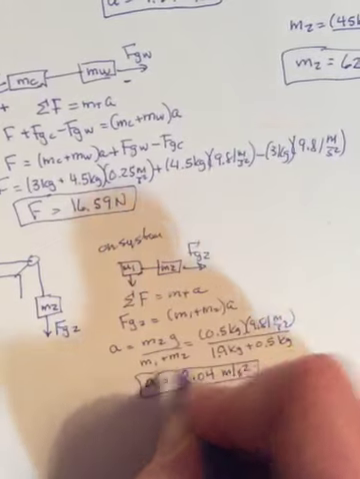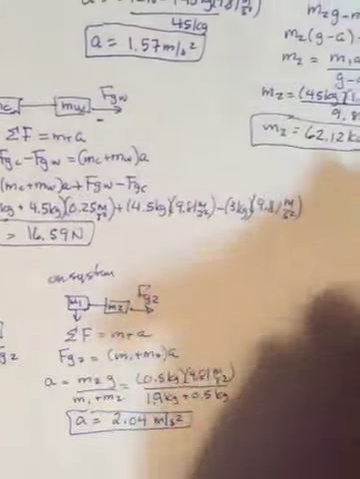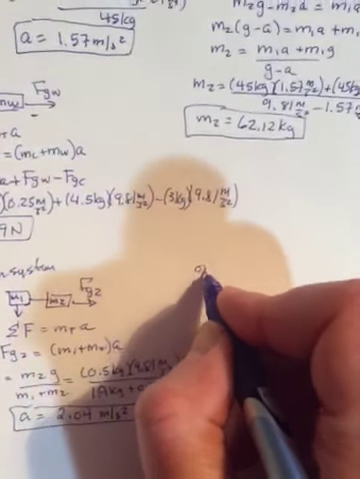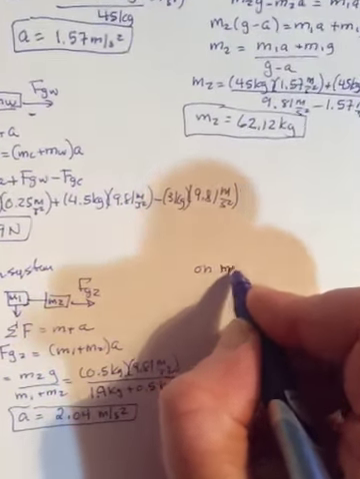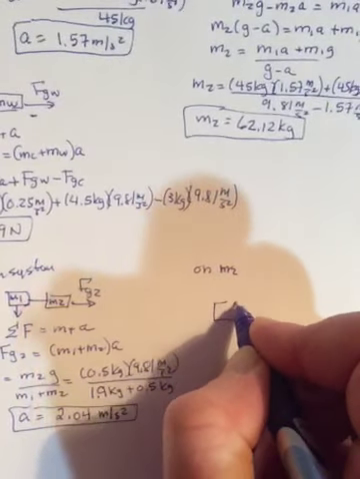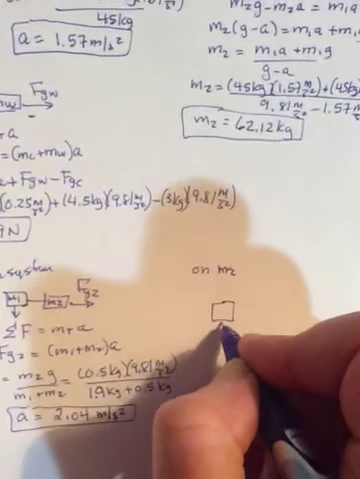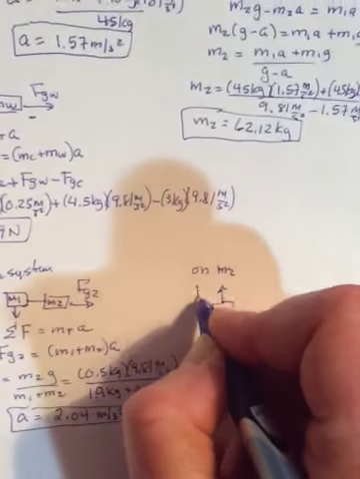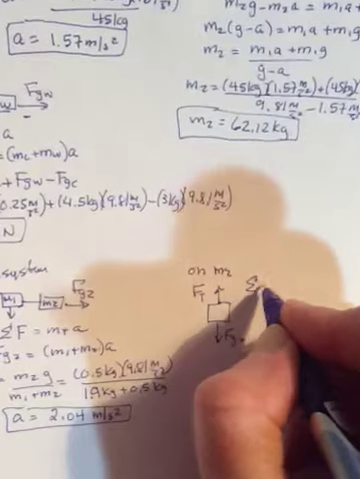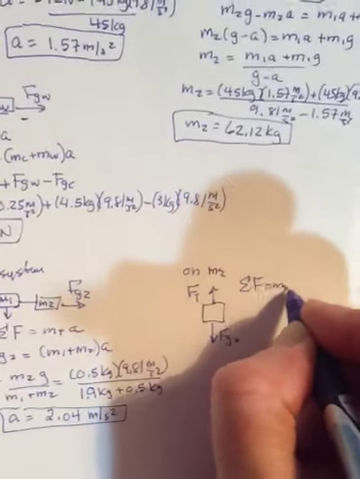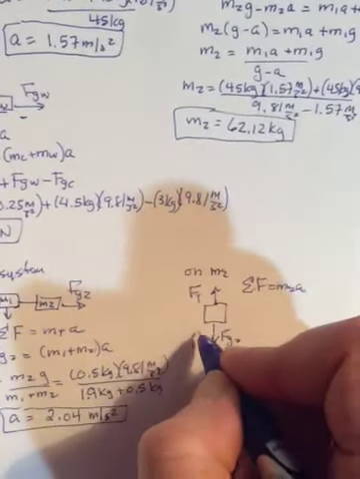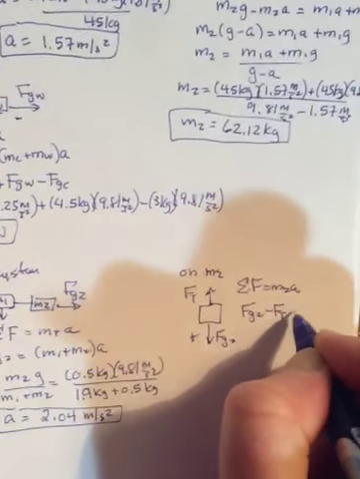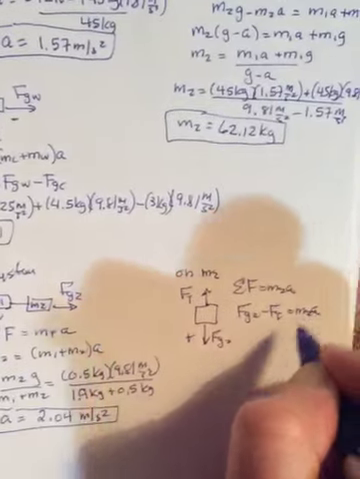Okay, that's part A. Actually, that's part B. Part A wants the tension. So to look at the tension, you got to either look at M1 or M2. It makes absolutely no difference which one you look at. If you look at M2, there'll be Fg2 pulling down and Ft pulling up. Do sum of the forces is equal to M2A. Down is positive, so it'll be Fg2 minus Ft is equal to M2A.